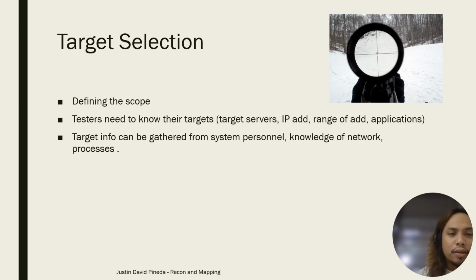Testers need to know the targets explicitly, the range of IP addresses and applications. The target information can be gathered from the personnel, the knowledge of the network, or the processes if it's given, or you have discovered it. But it's important to set it up. And when we talk about scoping, usually there's a security questionnaire that is shared with the security team just so that you are on the same page.